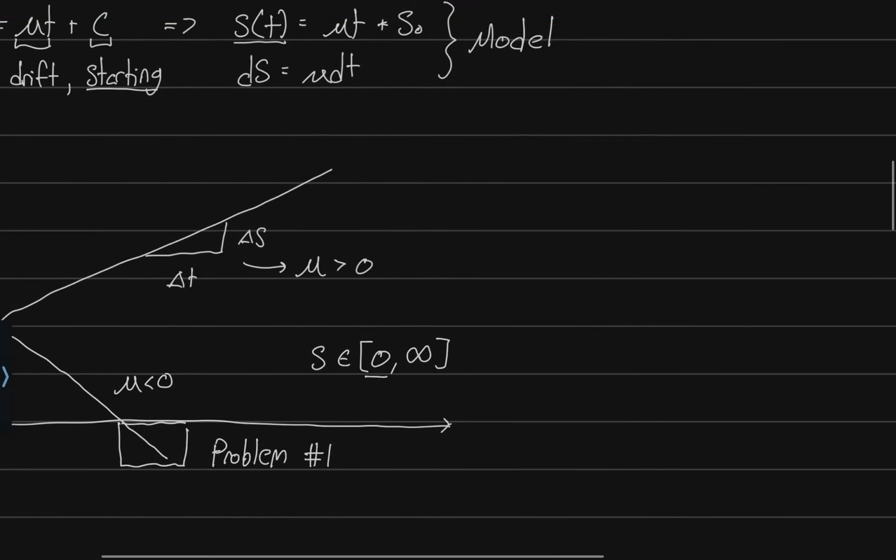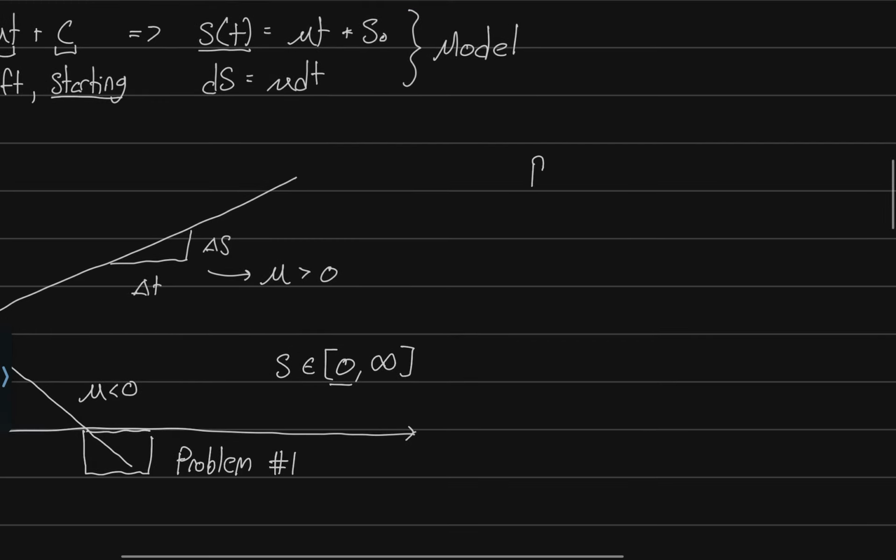And another problem is as follows. So this is going to be problem number 2. And you'll see how both of these problems can be fixed by adding one small aspect to our model. Mean returns is in percent form.